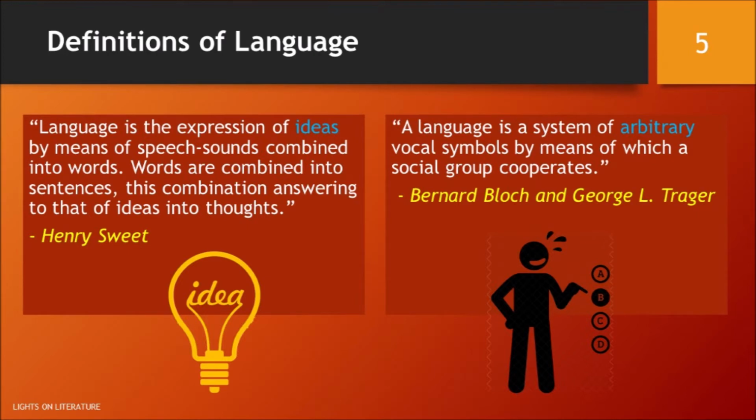The second definition is from American linguists Bernard Bloch and George L. Trager. They say that a language is a system of arbitrary vocal symbols by means of which a social group cooperates. In this definition, the stress is on the word arbitrary in a legitimate way.